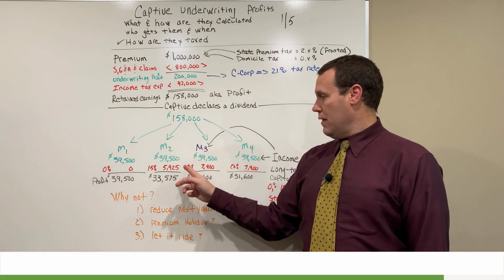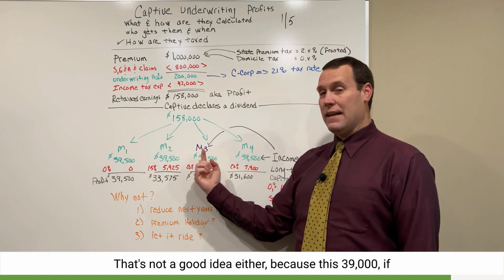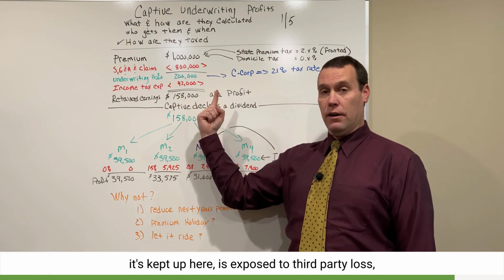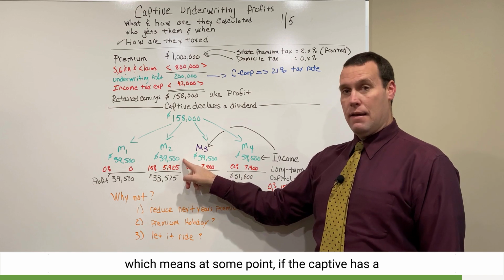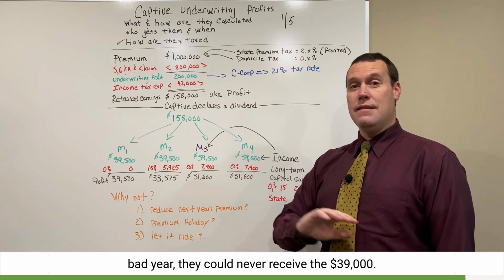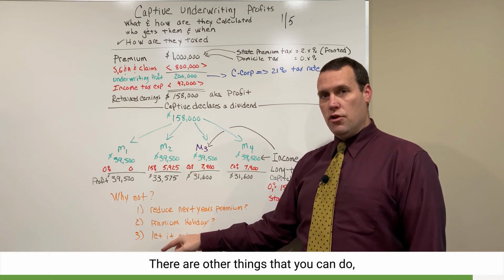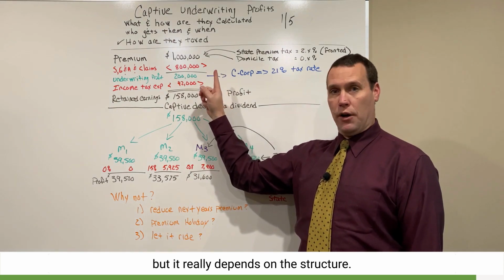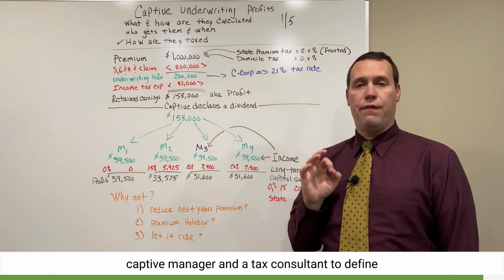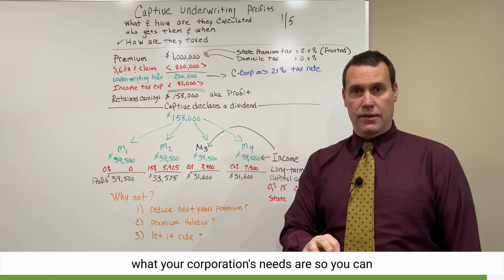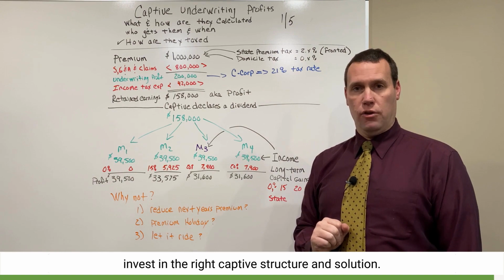How about let it ride? This guy says, no, I don't want my $39,000. I want to keep it up there. Well, that's not a good idea either because this $39,000, if it's kept up here, is exposed to third-party loss, which means at some point, if the captive has a bad year, they could never receive the $39,000. There are other things that you can do, but it really depends on the structure. And that's where you need to engage a captive manager and a tax consultant to define what your corporation's needs are so you can invest in the right captive structure and solution.